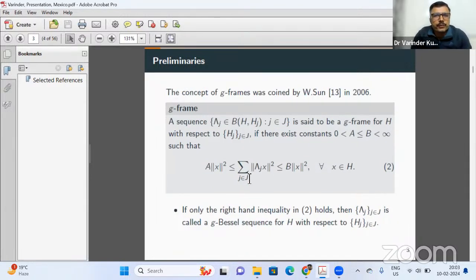Then the concept of G frames was introduced by W. Sun in 2006. Basically they defined generalized frames, and it is a sequence of operators from H to Hj. They call this sequence of operators a generalized frame, or G frame in short, if there exist constants satisfying this inequality. The inequality part is similar to that one. And again, if only the right-hand inequality holds, then this sequence is called a G Bessel sequence, or generalized Bessel sequence.